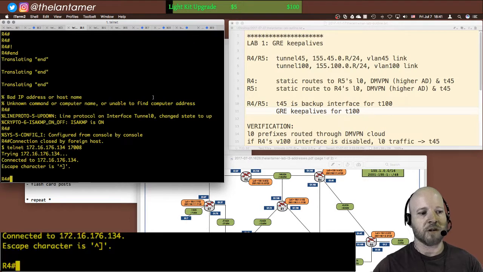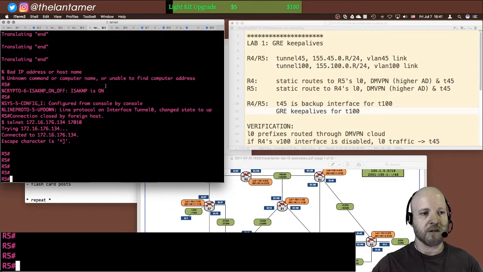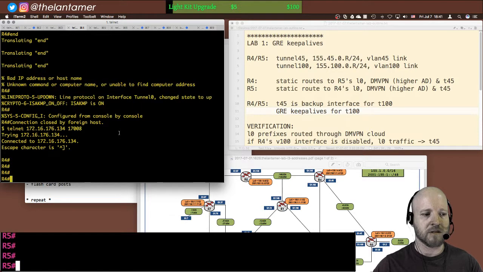So I'm going to switch to router 4. Already logged in. It's mustard. Router 4 is mustard. Router 5 is, I don't even know what that color is. Magenta maybe? It's purple. But anyway, on routers 4 and 5 we're going to create our tunnels just like yesterday.